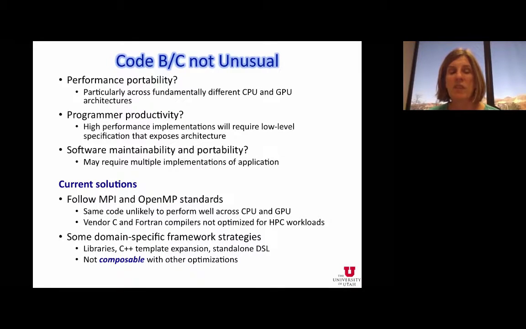Some of them involve libraries or C++ template expansion or standalone domain-specific languages. But all of these kinds of strategies aren't really composable with other optimizations. And so that's my pitch for why you need a compiler. Compilers give you composability, and they make it possible to optimize code in the context in which you execute.